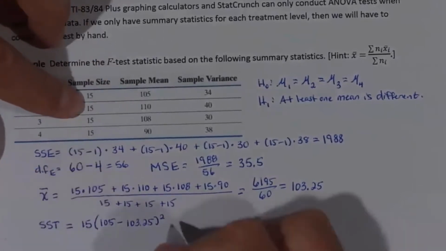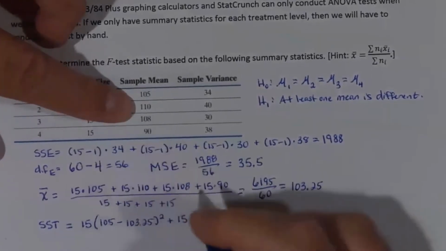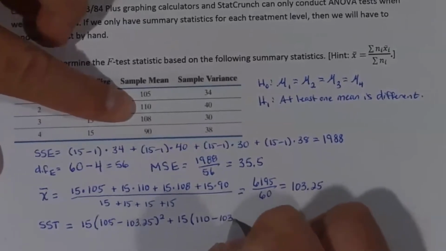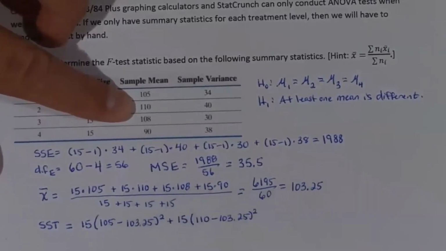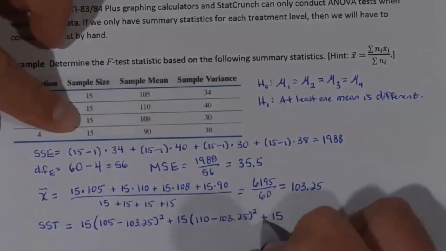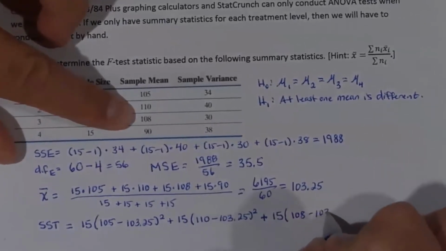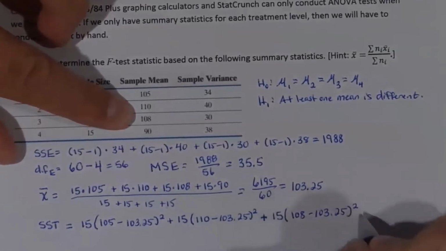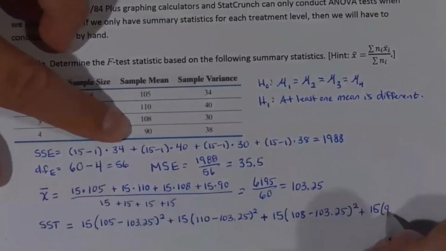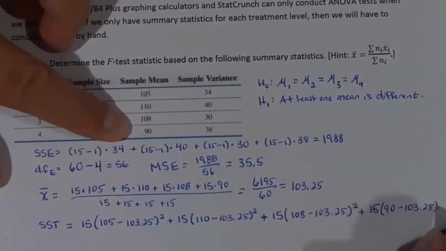Now I'm going to do the same thing for the second sample. So the sample size is 15 times the individual mean, 110, minus the overall mean, 103.25, squared. Plus for the third sample, the size is 15, the individual mean is 108 minus the overall mean, 103.25, squared. And last but not least, the sample size is 15, the individual mean is 90 minus the overall mean, 103.25, squared.